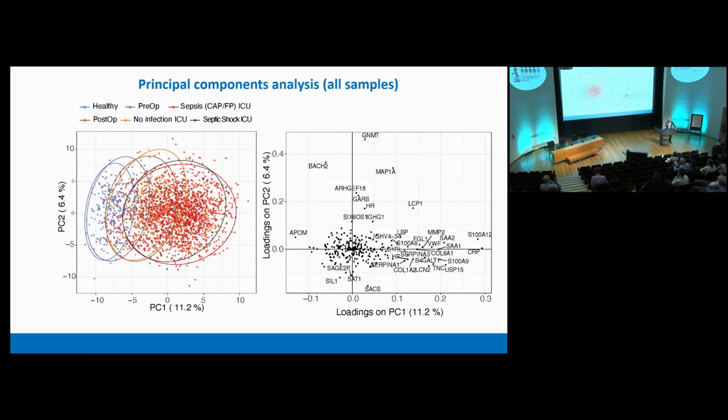And so this is just showing you a little bit of the data in terms of a principal components analysis, and you start to see some sort of trajectory as we move across to the sicker patients with sepsis and some of these other populations that we were able to study, and look at the particular proteins that were contributing to the different principal component loadings.